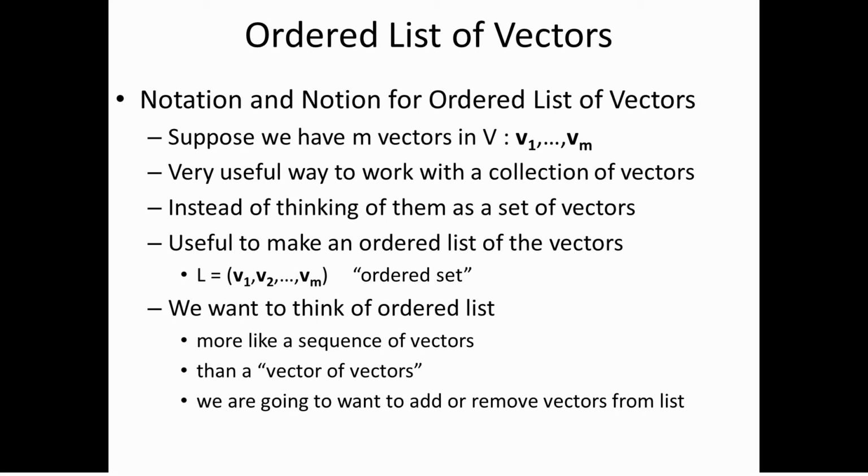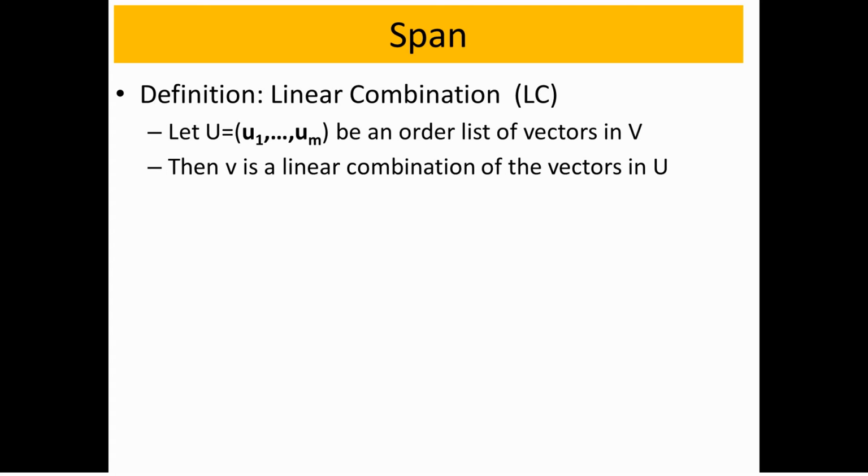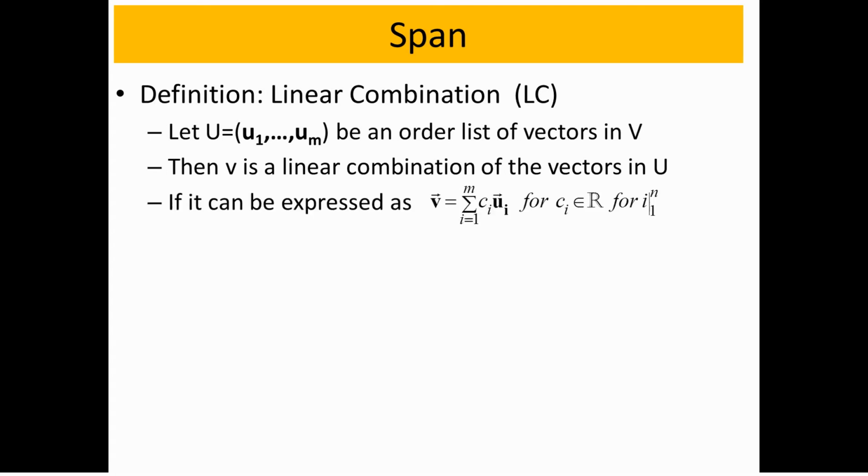All right. So the first thing we want to talk about is the span. In order to do that, we have to first define what a linear combination of a collection of vectors is. So if we have some vector space V and some ordered list U, we're going to say that V is a linear combination of the vectors in U if it can be written in the following form. It's basically a weighted sum of the vectors in U where the weights are real numbers.